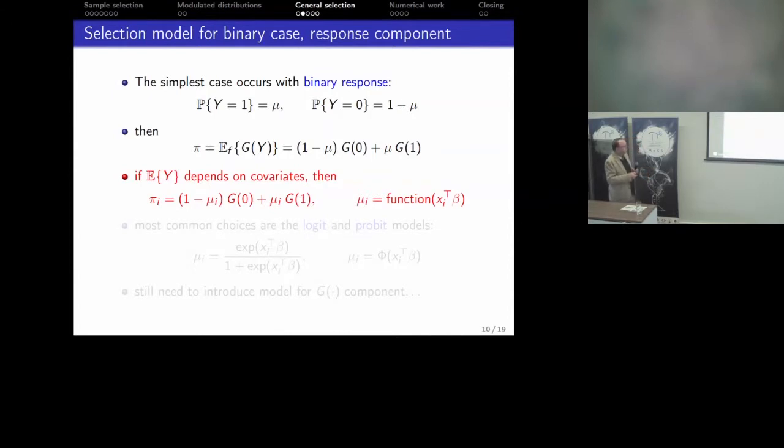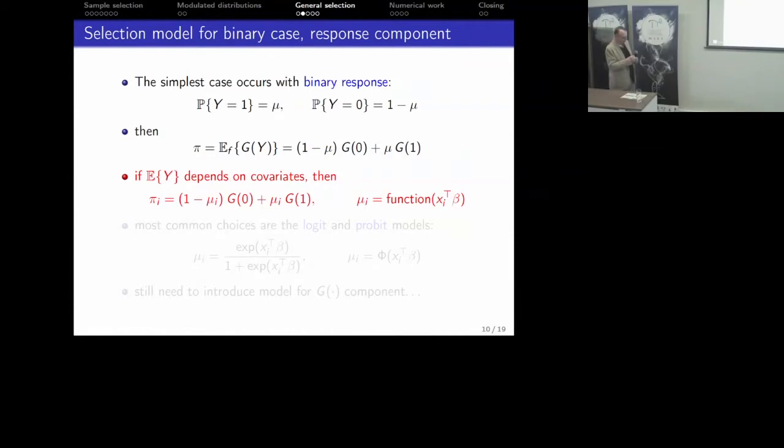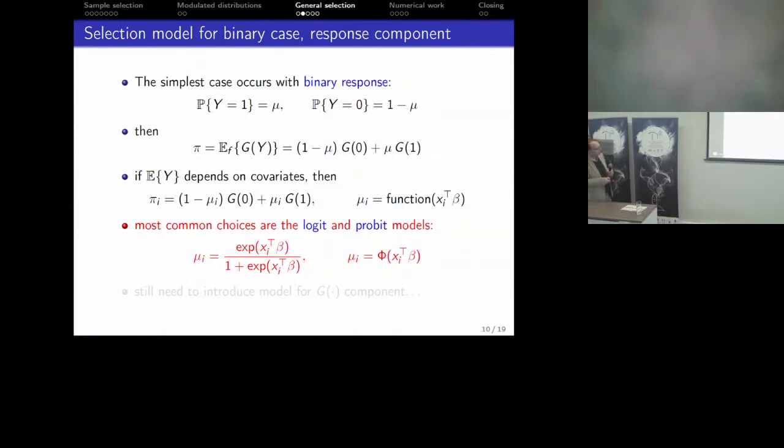And if the expected value of y depends on covariates, which is the practical case, then things change only slightly. So mu i, instead of being a constant, is a function of covariates. For instance, a typical case using a logit or a probit model is that mu i, the logit model is this expression, and the probit model is this expression. Typically, statisticians prefer the logit, and econometricians prefer the probit. Differences are not that important.